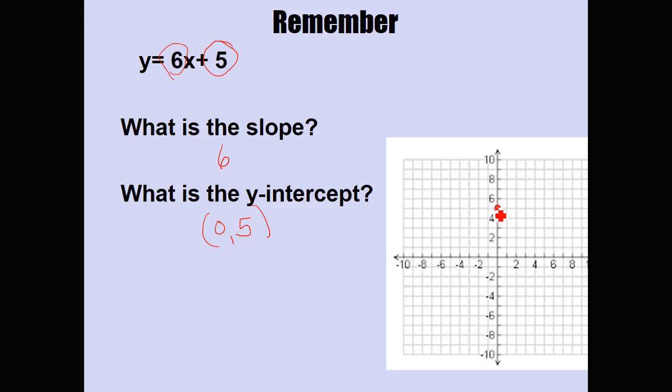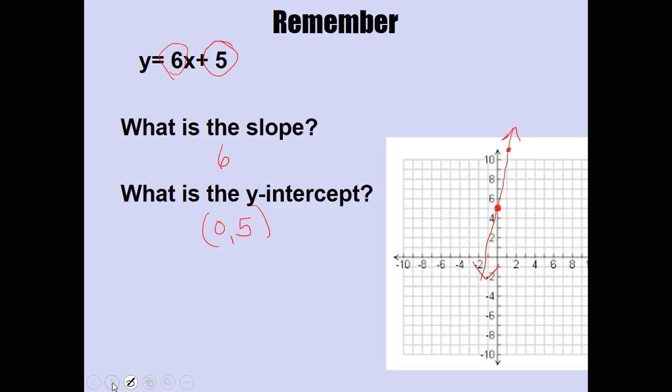The slope from here would be what I count to find the other point that I connect to make the line. So I'd go up 6 over 1. So up 6 would be a little bit off the graph there at 11, and over 1. And then I'd go ahead and do my best here to sketch a straight line. That would be the line that we graph.